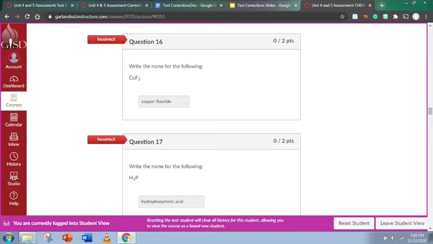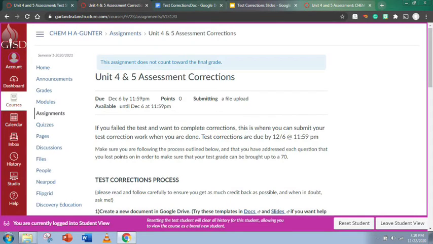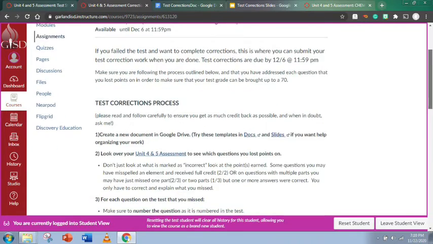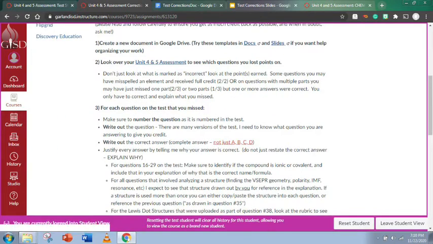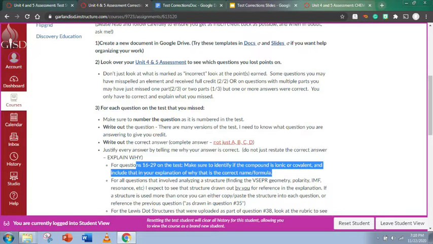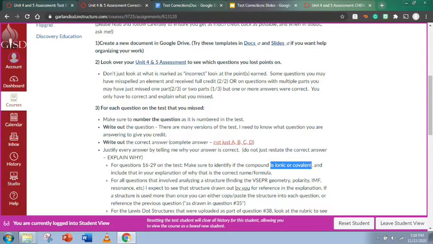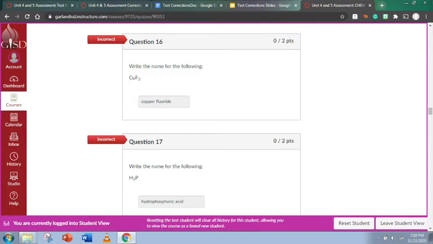And then we get to questions 16 through 19, and this is where in our test corrections instructions it tells us to not just explain why we think it's correct, but to make sure to identify if that substance is ionic or covalent in our explanation, because that is our first step in any of our names and formulas, because we do completely different things for ionic and covalent compounds. So make sure you mention what type of compound it is in your explanation.